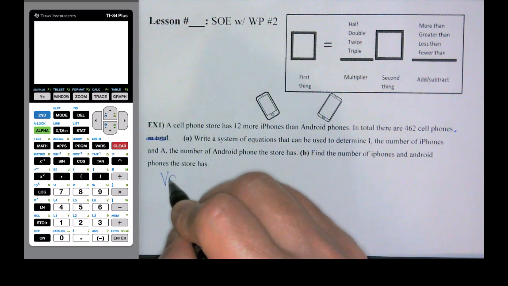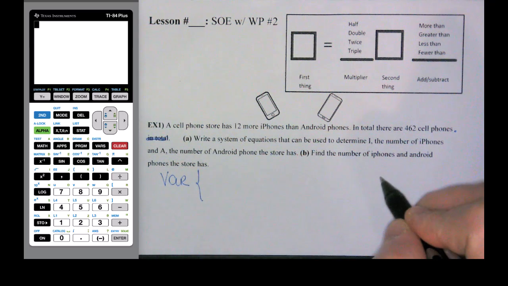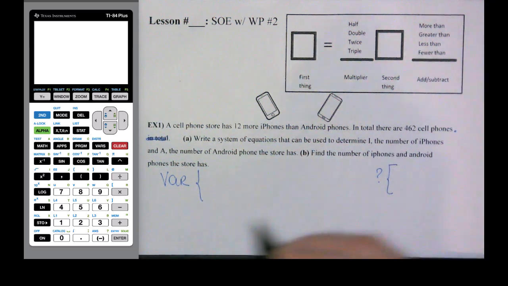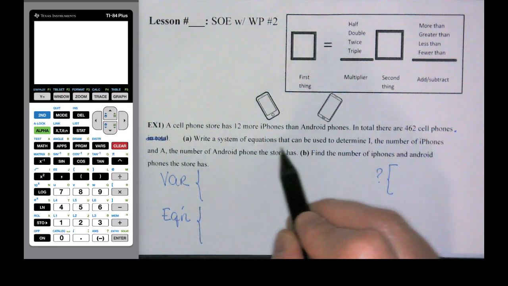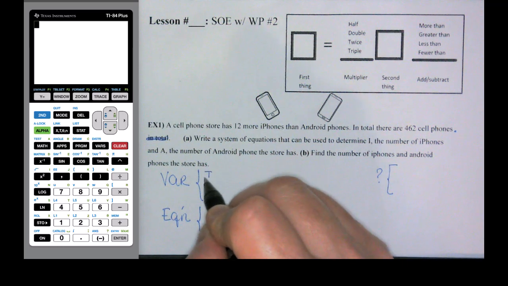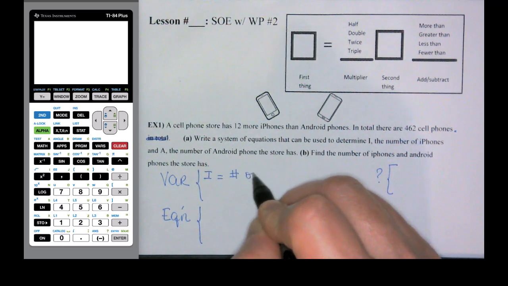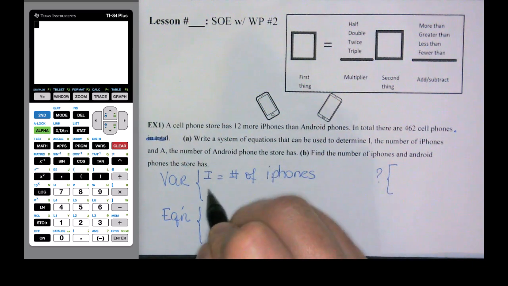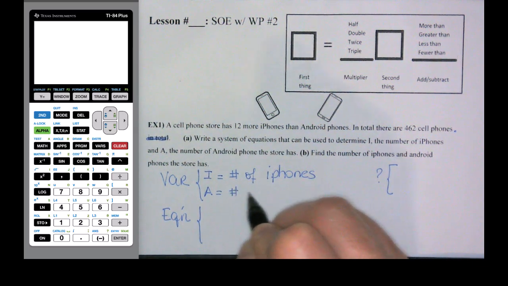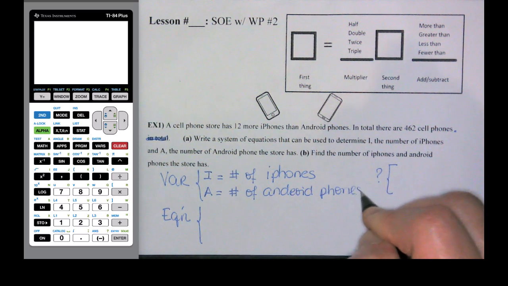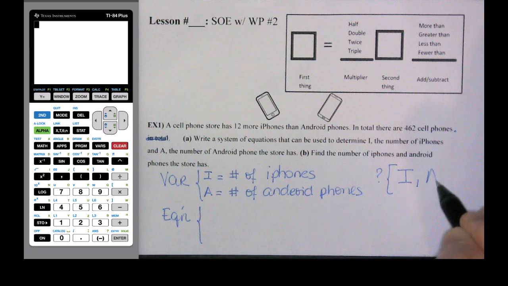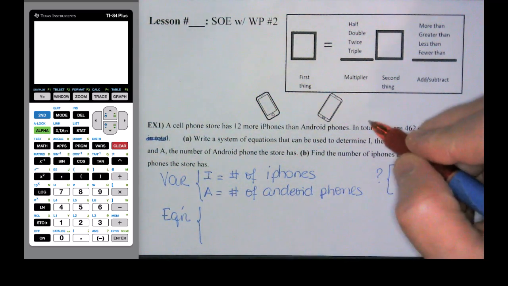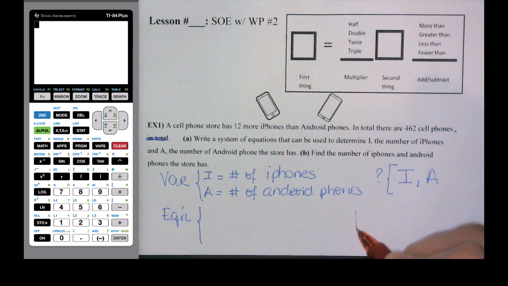As always, we're going to start the problem by writing the three things, which is variable, the question, and a place for equations. The problem tells us that we have the variable I, which equals the number of iPhones, and A is the number of Android phones. Now the question is, find the number of iPhones and Android phones. Now what we want to do is look at this problem and use this format to fill in our information.